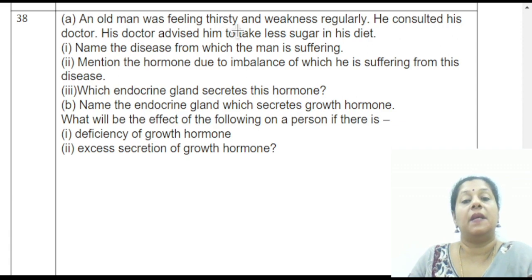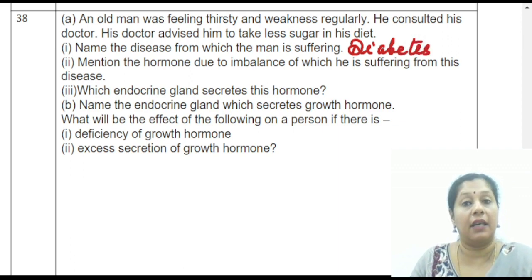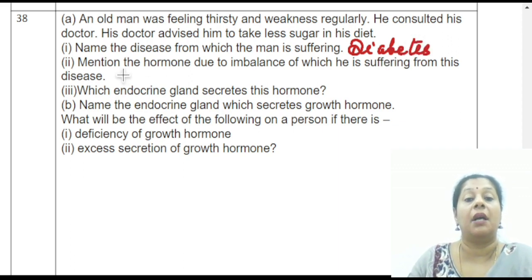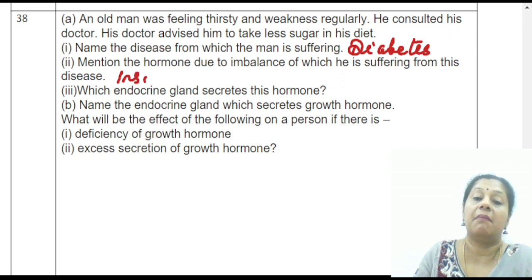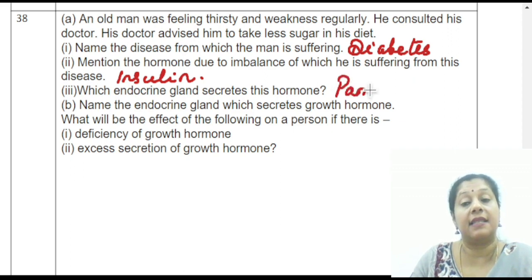An old man was feeling thirsty and weak regularly. He consulted his doctor, and the doctor advised him to take less sugar in his diet. Name the disease from which the man is suffering. He is suffering from diabetes mellitus, where his blood sugar level is high. Mention the hormone due to imbalance of which he is suffering from this disease. It is due to the imbalance of the insulin hormone. Which endocrine gland secretes this hormone? Pancreas is the endocrine gland secreting this hormone.